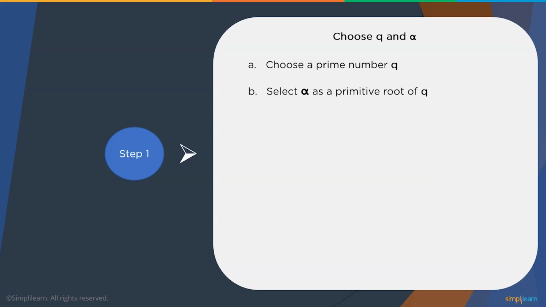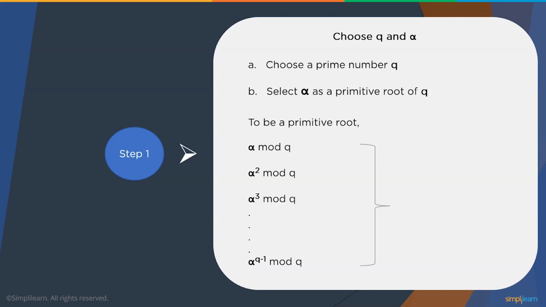Now, to satisfy the primitive root requirement of a prime number, the values of alpha mod Q, alpha squared mod Q, all the way up to alpha^(Q-1) mod Q must all follow this formula, where the result should always be less than Q, ranging from 1 up to Q minus 1.